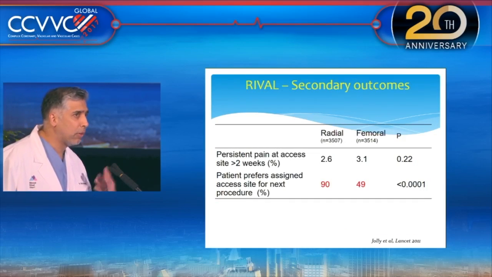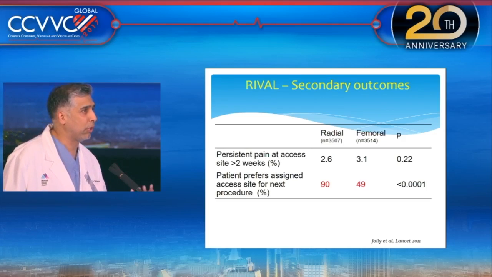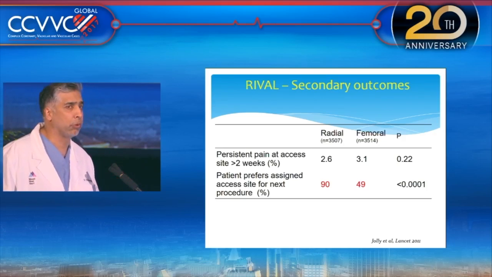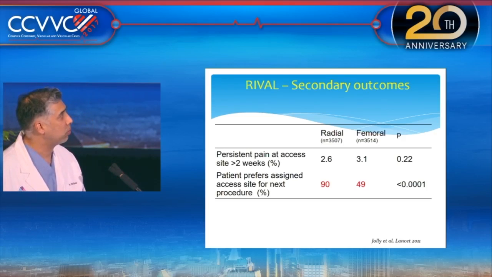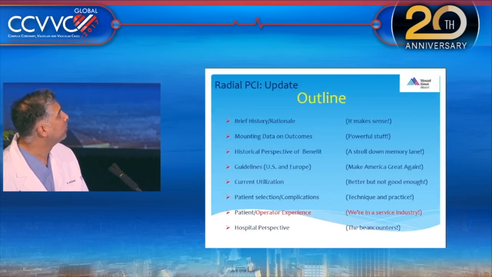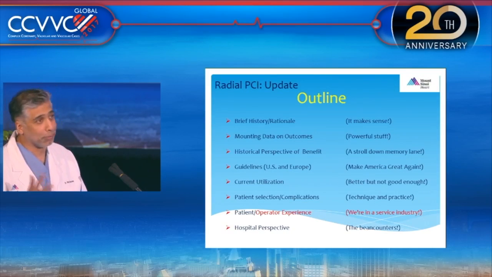In the RIVAL trial, they asked the patients randomized to transradial and transfemoral whether they would want the same procedure through the same route. 90% of the radial patients wanted it the same way, and only 50% of the femoral patients. And remember, 50% didn't have complications, so despite those that didn't have complications, many of them did not appreciate the experience. I mean, on top of the fact they were having a heart attack.